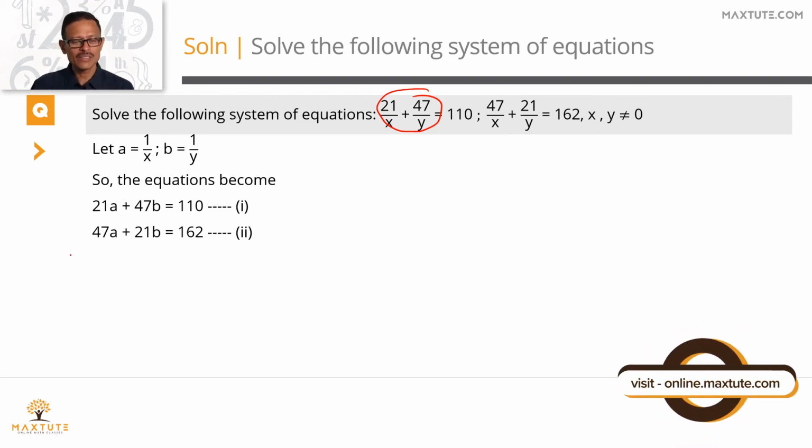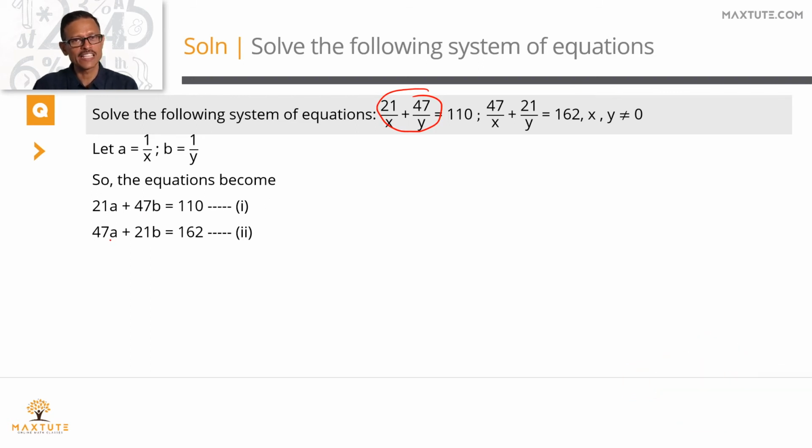Now look at these two equations. The coefficient of a in the first equation is the coefficient of b in the second equation. And the coefficient of b in the first equation is the coefficient of a in the second equation. Such equations, the quickest way to solve it is add the two equations, subtract the two equations. Let's start by adding the two equations. Let's add equation 1 with 2.